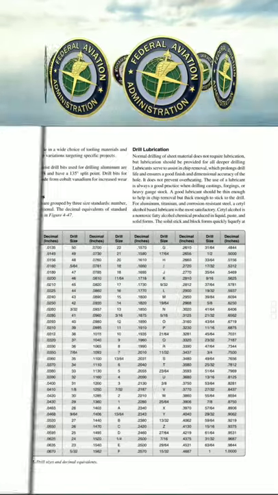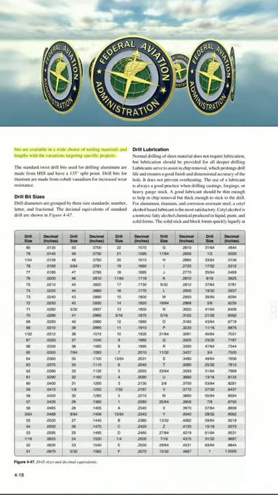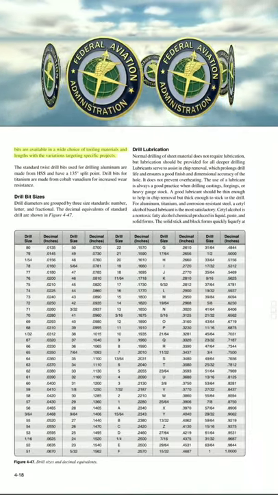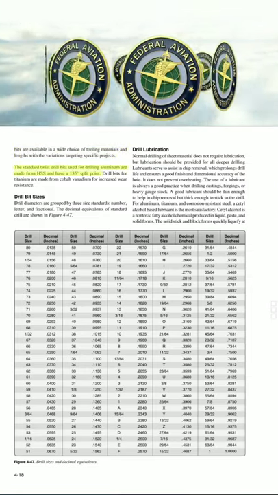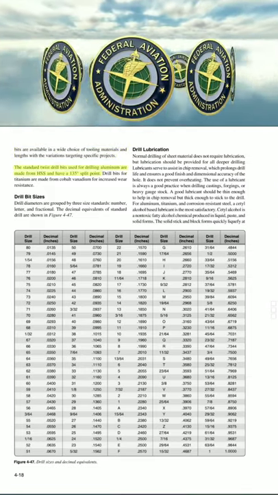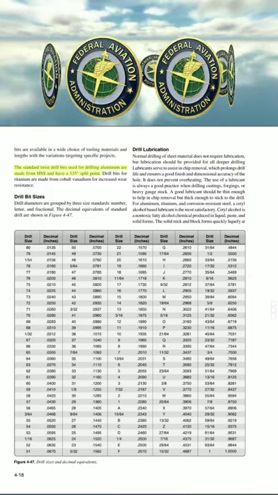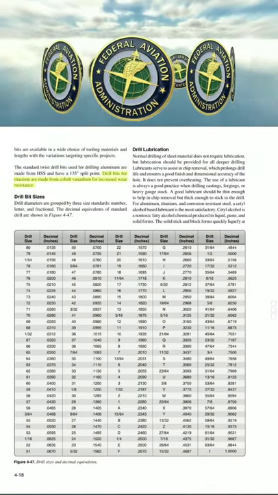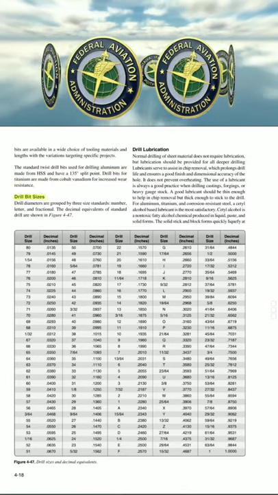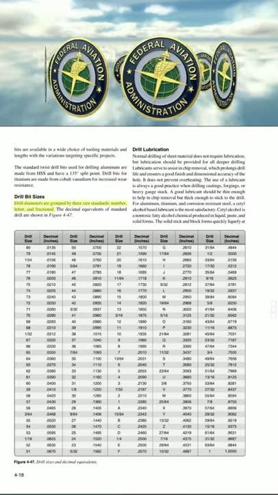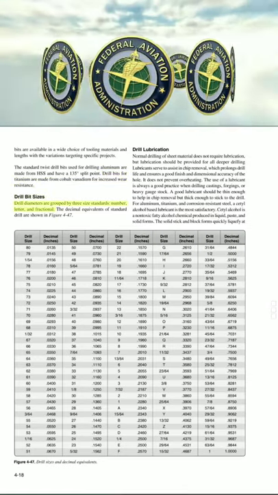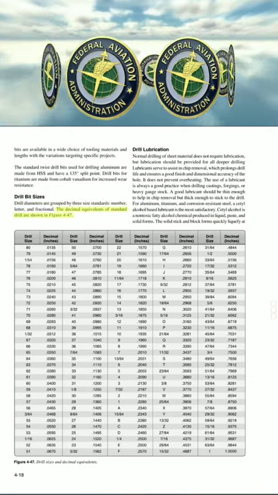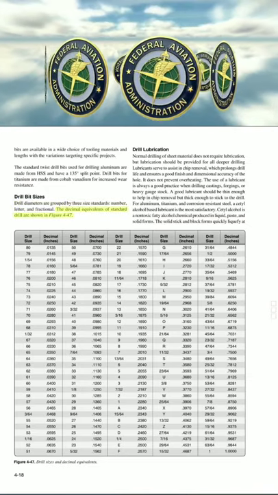4-17. Bits are available in a wide choice of tooling materials and lengths, with the variations targeting specific projects. The standard twist drill bits used for drilling aluminum are made from HSS and have a 135 degree split point. Drill bits for titanium are made from cobalt vanadium for increased wear resistance. Drill bit sizes. Drill diameters are grouped by three size standards: number, letter, and fractional. The decimal equivalents of standard drill sizes are shown in Figure 4-47.